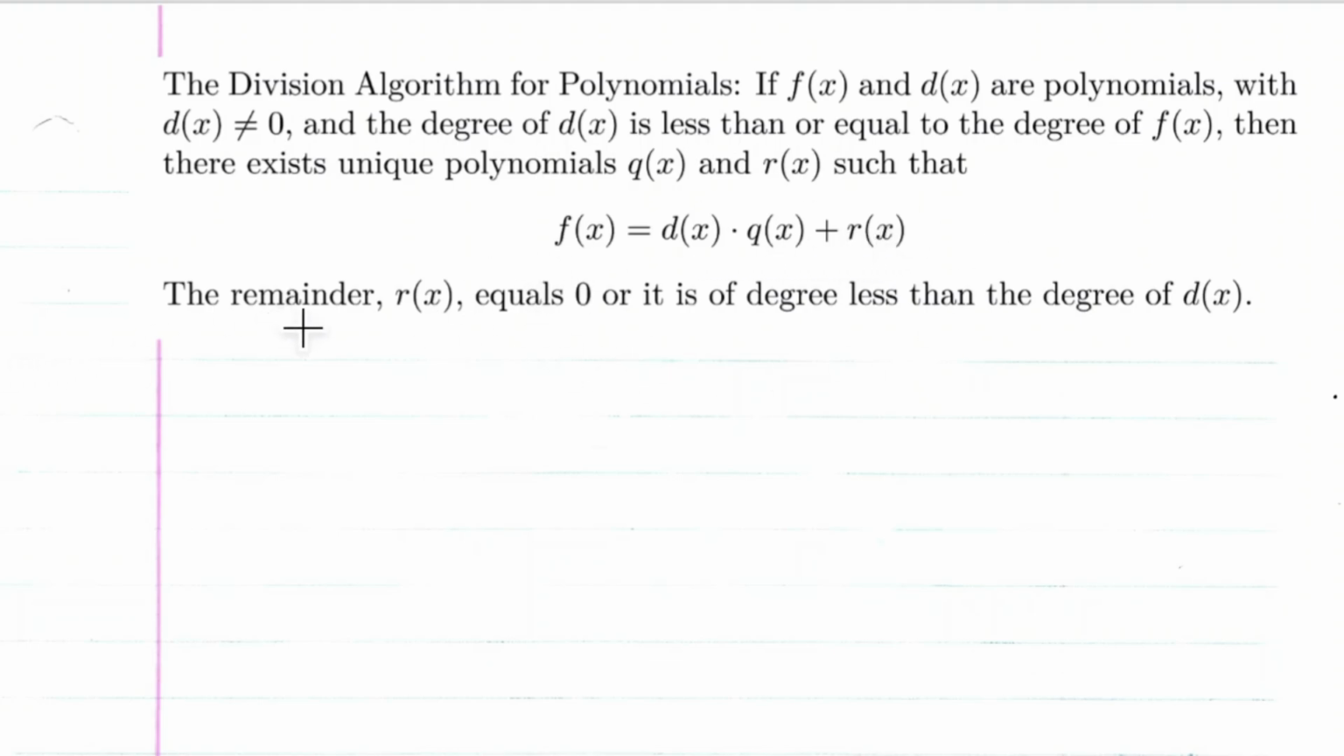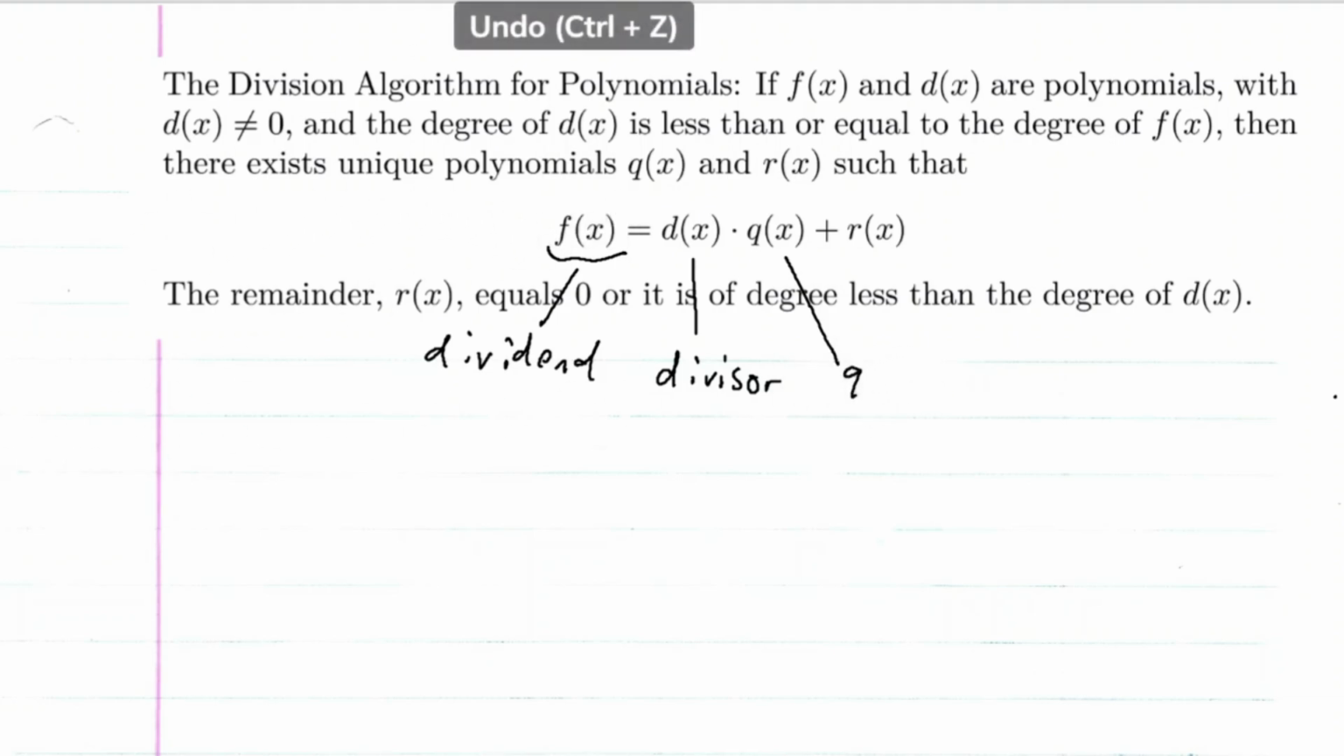And the remainder r of x equals 0, or it has a degree less than the degree of d of x. So remember, using the basic understanding of the division algorithm, we know this right here is what's known as the dividend. This is the divisor. This is the quotient. Oh, I need to be able to spell quotient correctly. Quotient. And this is the remainder.